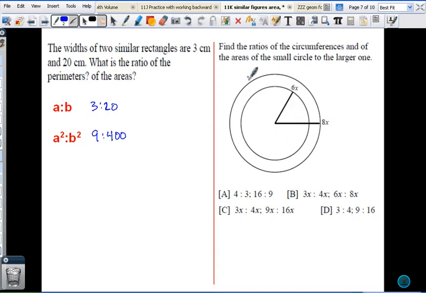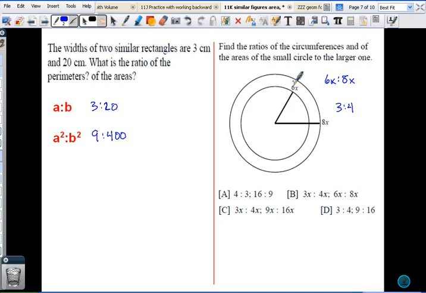Take a look at this problem here. Find the ratios of the circumferences and of the areas of the small circle to the larger one. Well, we have radii. Okay, we have 6x and 8x. So 6x to 8x. Well, that can be reduced. I can divide both of these by 2x, and I get 3 to 4. That's the circumference.